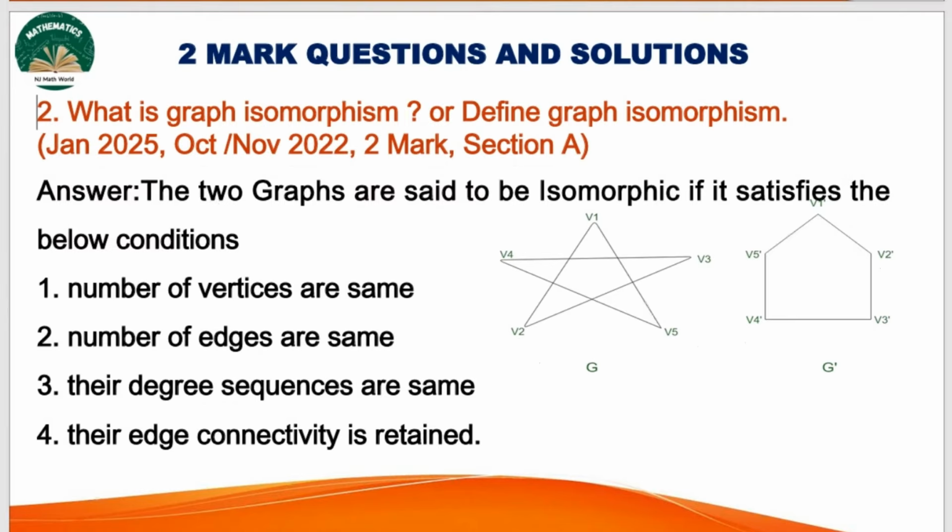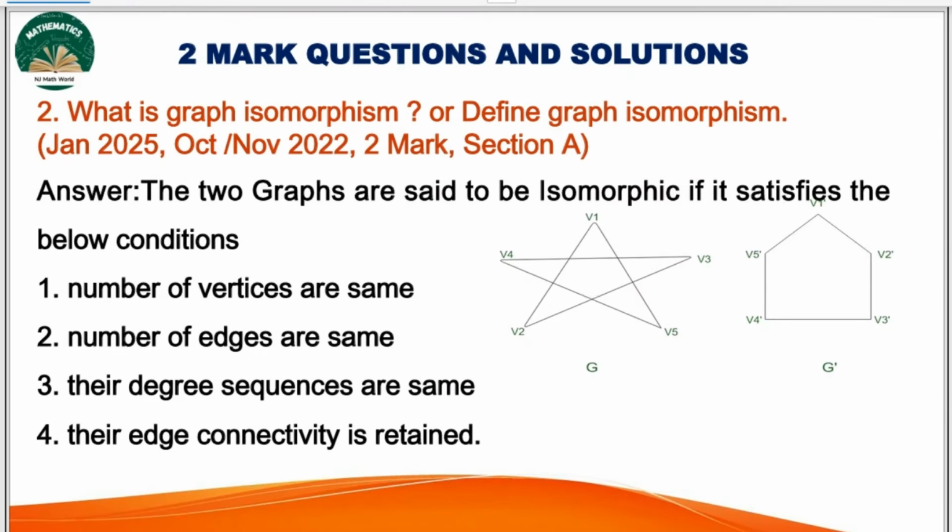2 mark question: what is a graph isomorphism, or define graph isomorphism. It was asked in two papers, January 2022 and October-November 2022, and the question carries 2 marks. So now, what is isomorphism? Two graphs are said to be isomorphic if they satisfy the following conditions. So what are the conditions? The condition is the number of vertices are the same.